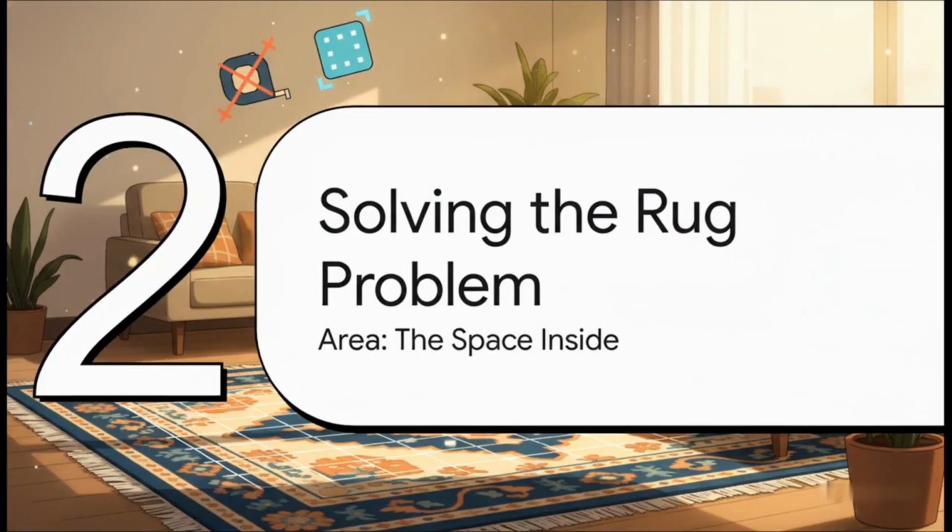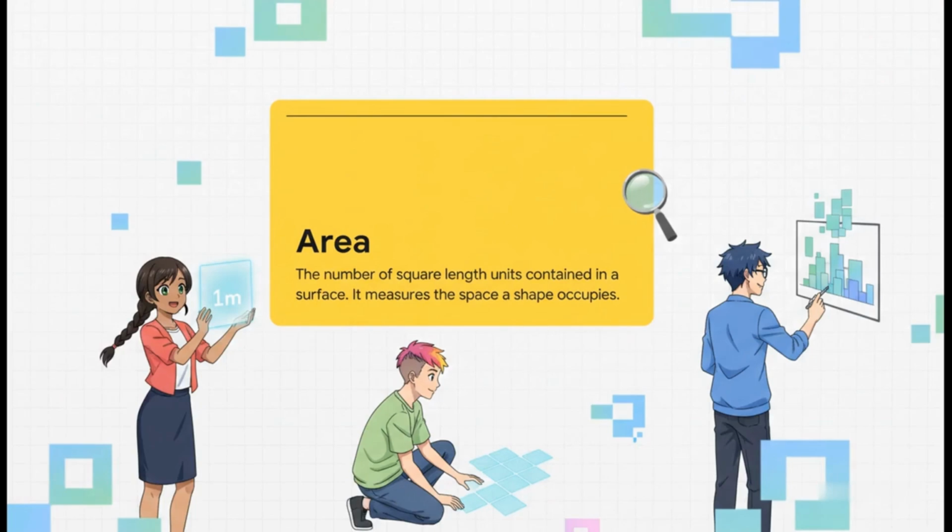Now, what about the rug? We're asking a totally different question here. We don't care about the edges of the room anymore. We need to know how much floor space we have to cover inside those walls. And this is where area comes into play. Now, the absolute key phrase here is square units. Area is all about figuring out how many little 1x1 squares, like a 1 meter by 1 meter square, it would take to completely tile a whole surface. So you can see it's not a measure of distance at all. It's a measure of space.